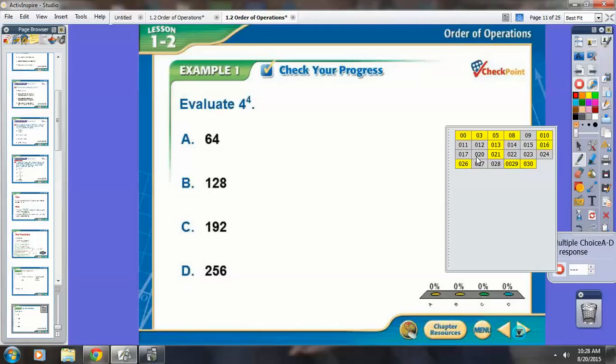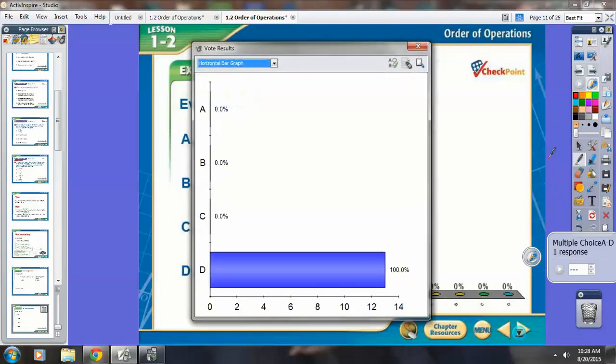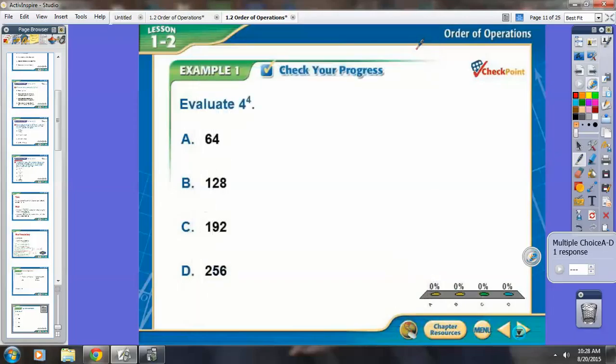13 of you guys, so I should have 13 yellow boxes up here. I don't think we're quite in. Close, I need one more. Very good. I think we're all in. Excellent. D is the right answer. 256.